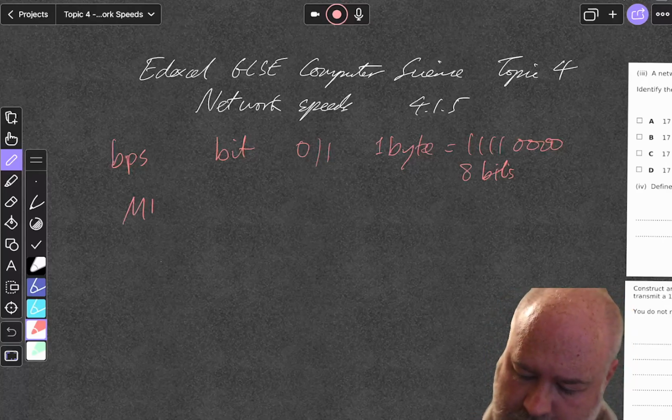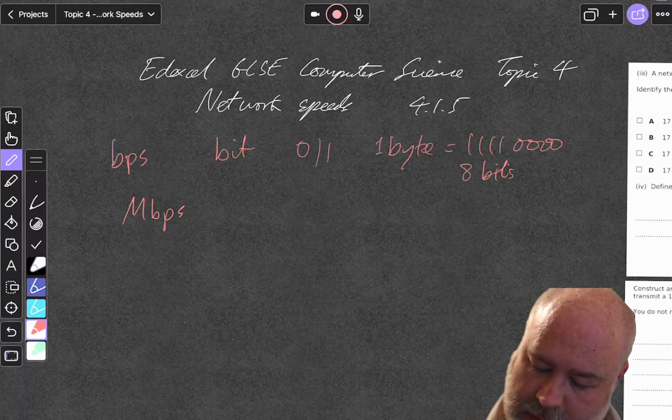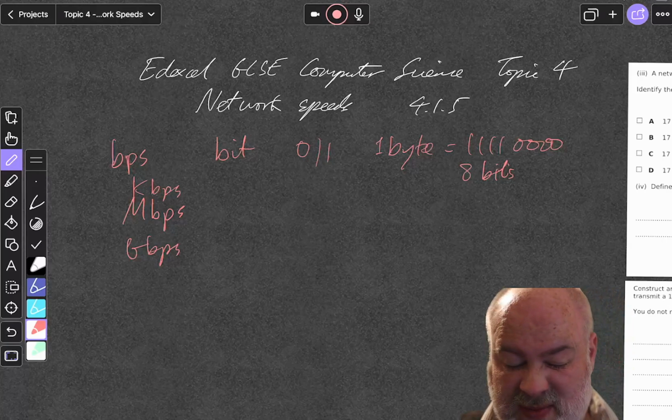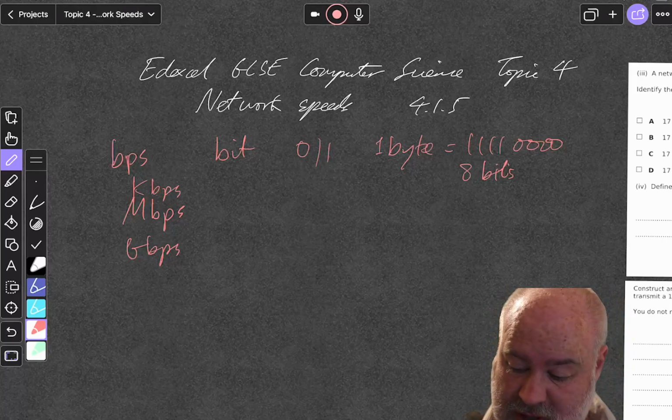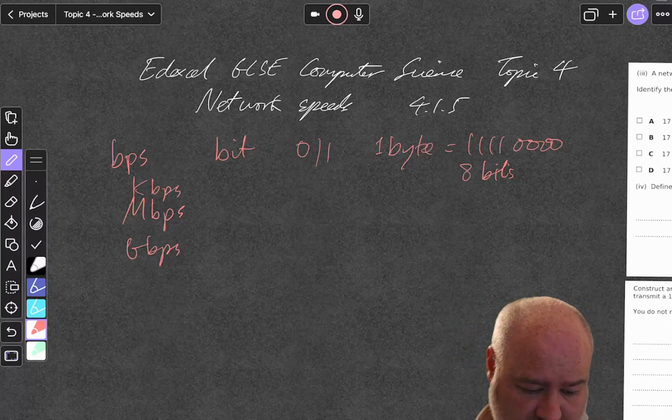So it's typical that we might measure internet speeds in megabits per second, a million, but you could also have Kbps or Gbps. It makes things seem faster than they actually are, especially for marketing. People don't know the difference between bits and bytes a lot, so often you hear those terms being used.